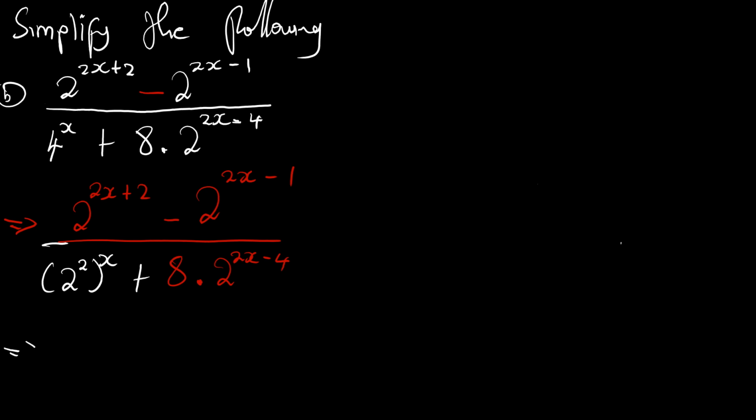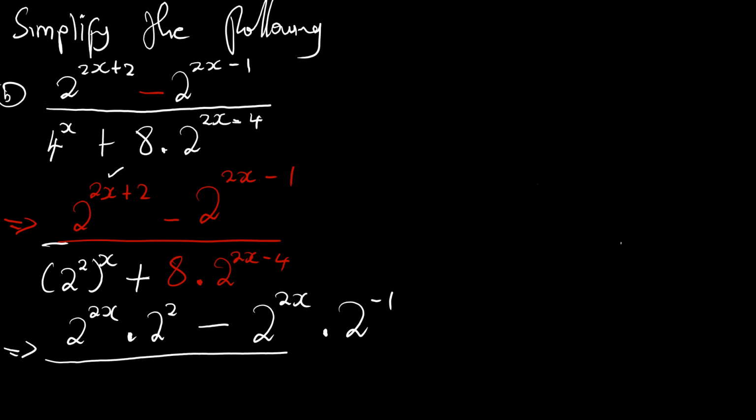Now again, if you are simplifying an exponential expression that has addition or subtraction, you need to split the exponential. I will start with this one. We need to split it. It will be 2 to the exponent of 2x multiplied by 2 to the exponent of 2. I just split this one. Again, minus 2 to the exponent of 2x multiplied by 2 to the exponent of negative 1.